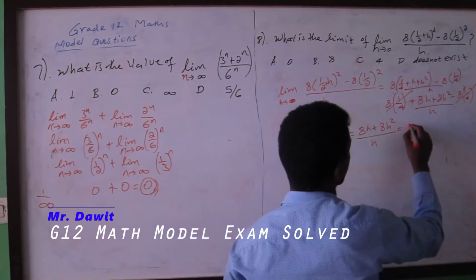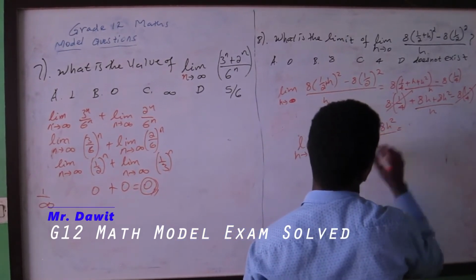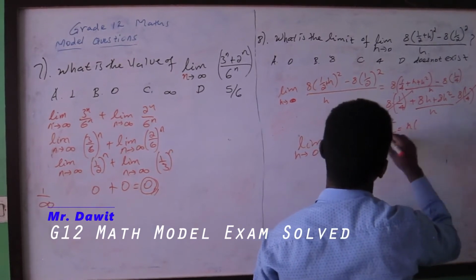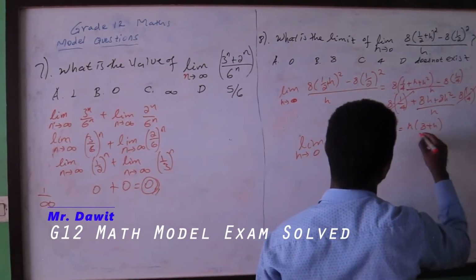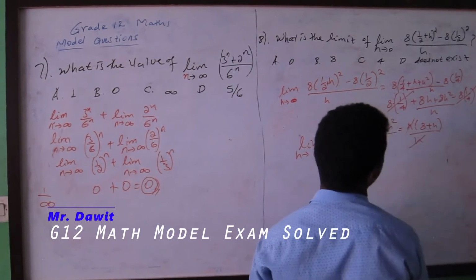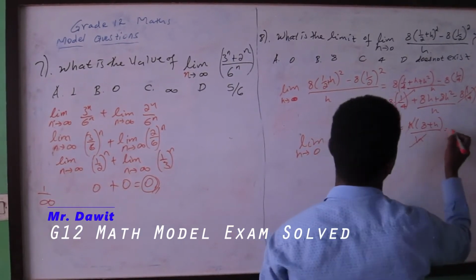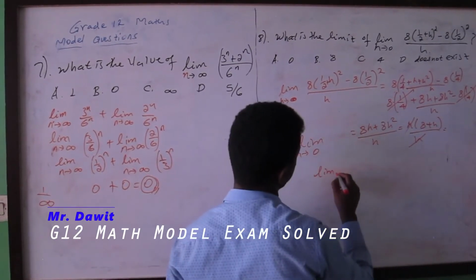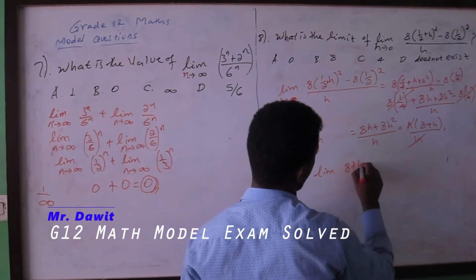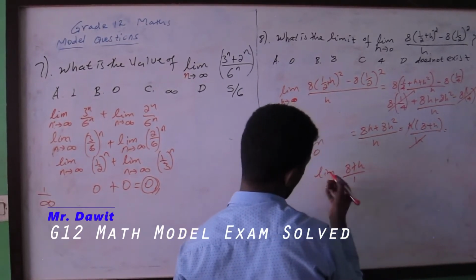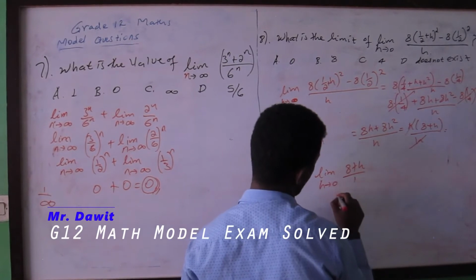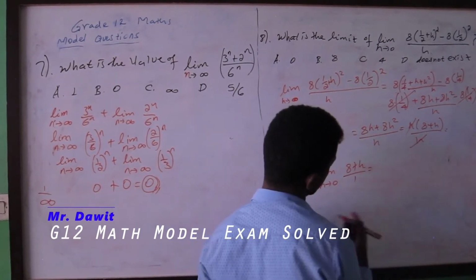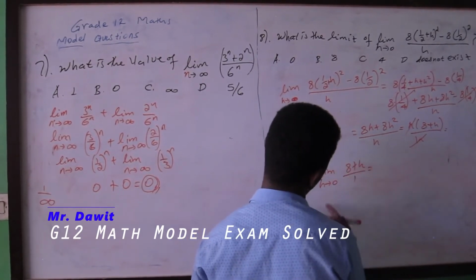This means let me take h as a common factor, h. So we are left with 8 plus h, yes, divided by h. Now h is cancelled by h. So it becomes what? The limit of 8 plus h over 1, as h goes to 0. So this means you can't substitute now, because this statement becomes what?